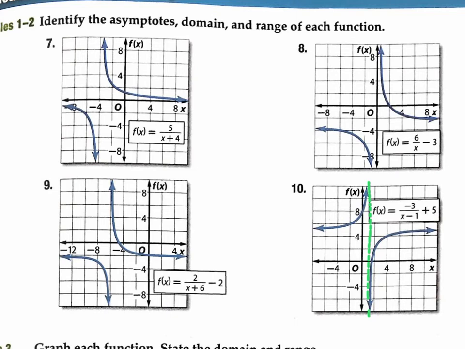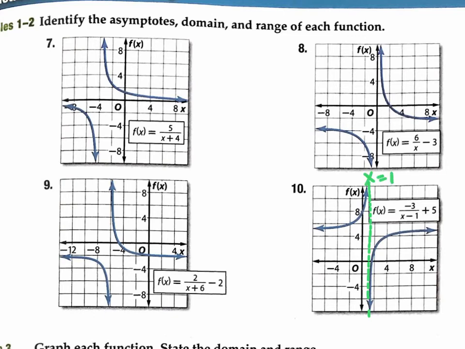So this one's slightly confusing because it doesn't go 1, 2, 3, 4. It's actually going 2, 4, 6, 8. So when you think about the x value of 1, that's really right here. It looks like it's halfway between. That's because it's halfway between 0 and 2. So 1 is right here. So that's the vertical asymptote. So what would we say for number 10? The vertical asymptote is x equals 1.